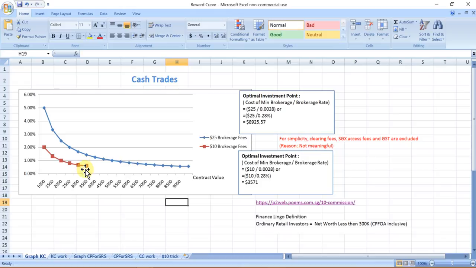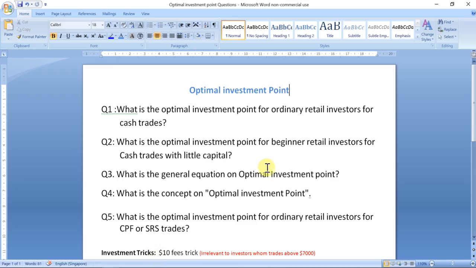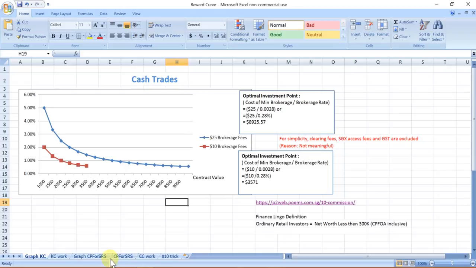Now we go to the next question. What is the general equation for optimal investment point? This is very simple. What we need to do is take the minimum brokerage fee and divide it by the brokerage rate, or in most instances, 0.28%. So we work out that the optimal investment point is around 8,925.